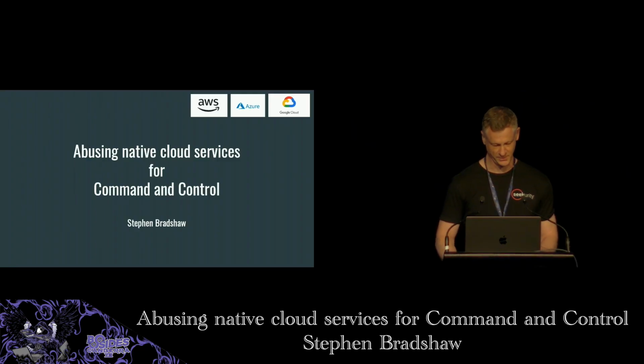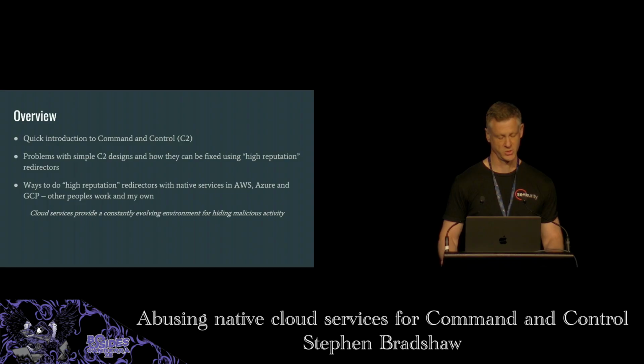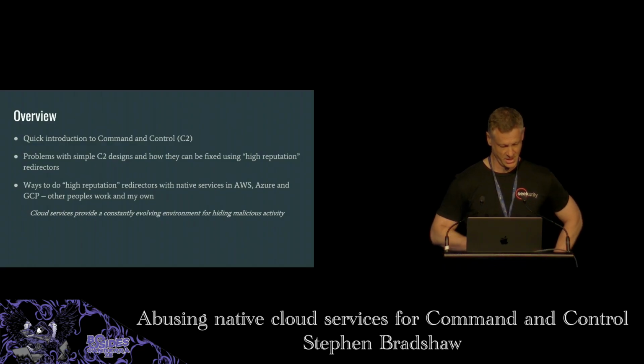All right, thanks everyone. I'm going to be talking about abusing native cloud services for command and control. As an overview, I'll start off with a quick introduction to what command and control actually is, sometimes shortened to C2, apologies. Then I'll talk about some problems you can run into with simple C2 designs and how you can fix these problems through the implementation of a concept known as the high reputation redirector. Finally, I'm going to talk about ways you can implement these high reputation redirectors with native services in AWS, Azure and GCP. So I'll be talking about other people's work and my own work.